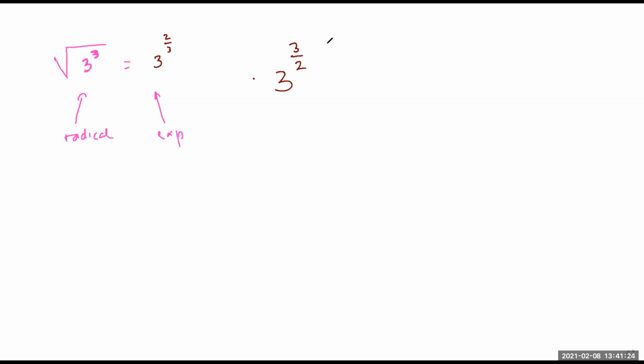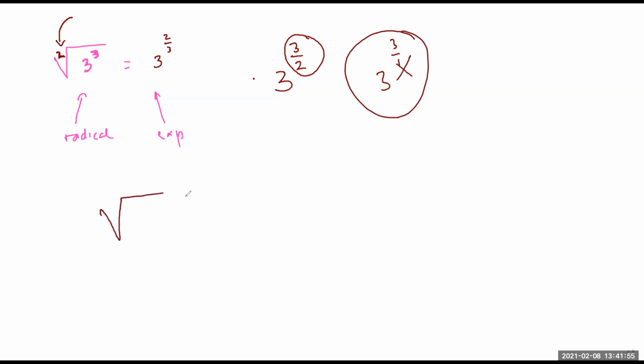Don't forget. But the thing that I want to check is this: I found that somehow you are confused with this. When we don't write the root index, it is not 1, it is 2, right? So it is 3 over 2, not 3 to the power of 3 over 1. No. Who told you that? For a square root, the index is 2.